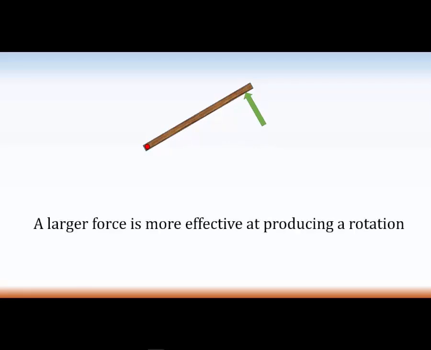In this diagram, we are looking down at a door. The red dot indicates the hinge of the door, which we will call the pivot point when we are working these types of problems. The green arrow represents a force that is pushing against the door. Now obviously, when we push on the door, it will slowly open. Now we have a larger force pushing on the door, and as you would expect, it causes the door to open much more quickly. This leads to the conclusion that a larger force is more effective at producing a rotation.